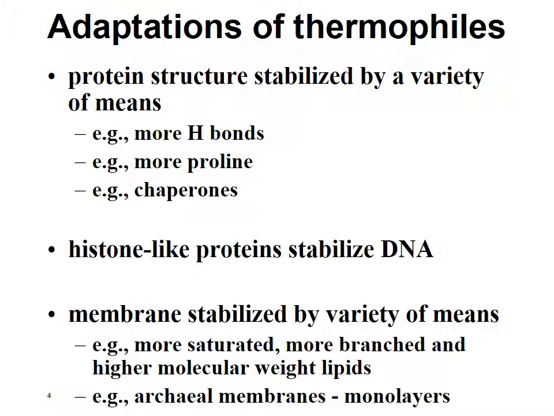So let's look at some of the mechanisms employed by thermophiles that enable them to survive in these super hot environments compared to mesophiles. Thermophiles tend to have more heat-stable enzymes and protein synthesis systems, which tend to function properly at high temperatures. And these proteins are stable for a variety of different reasons.